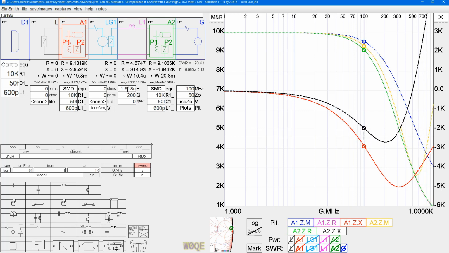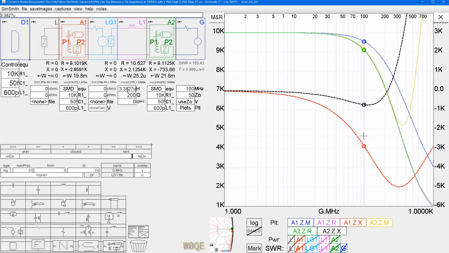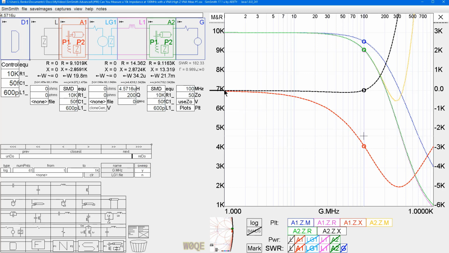you could get a component that looked pretty good, almost like 10K plus j0 at 100 megahertz. If you notice the black curve, you'll see that the reactive piece of this component goes from zero, maybe down here to minus 100 ohms, and up here to say 13 ohms at 100 megahertz. This is very good, but can you come up with 4.57 microhenries without having some parallel capacitance in there? It's going to get in the way.